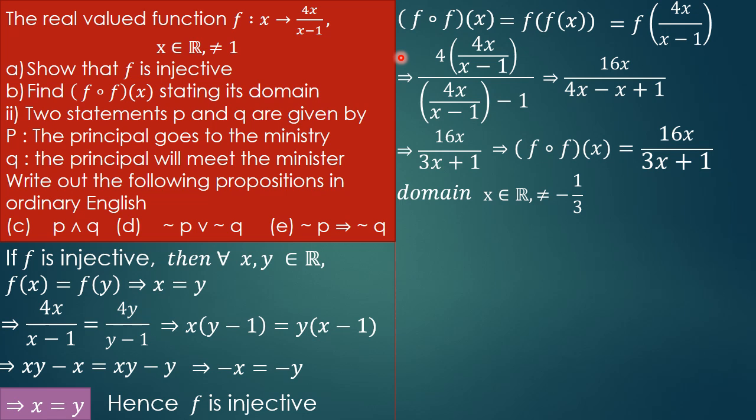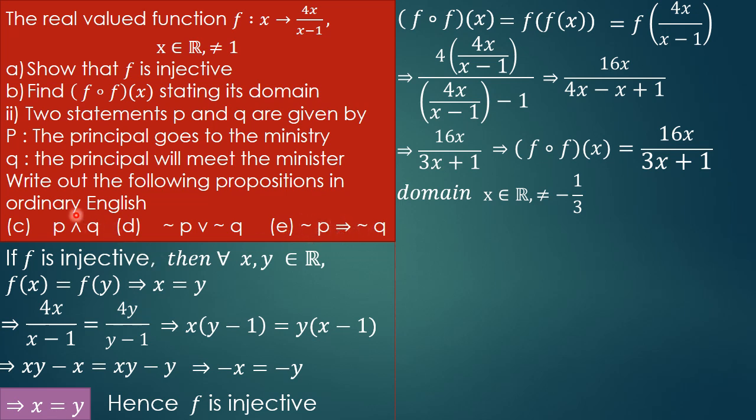Then friends, the next part is simply saying that we have been given two statements. They want us to write in ordinary English P or Q. Then we have negation of P or negation of Q. Then the E part is negation of P implies negation of Q.